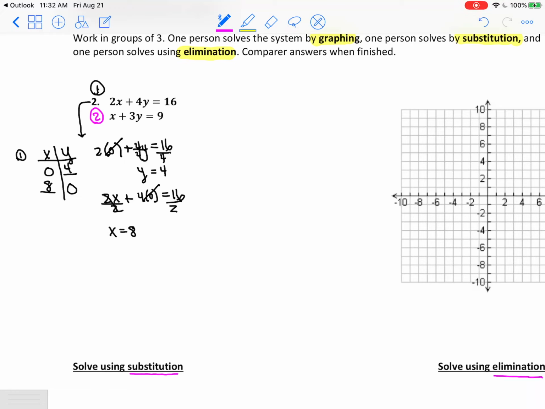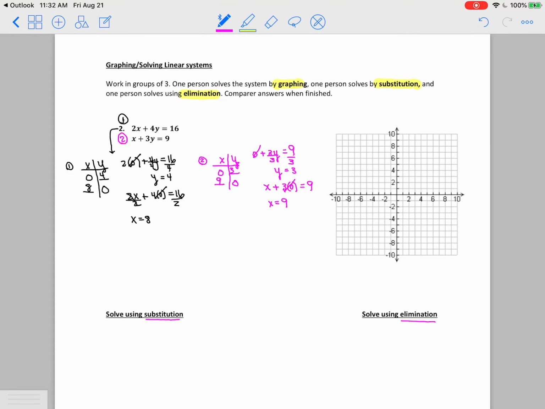All right, now let's do the same for our second equation. Let's find y when x is 0 and x when y is 0. All right, so here we go. 0 plus 3y equals 9. So when x is 0, y is 3. And when y is 0, x is equal to 9. All right, well that was actually a pretty simple way to do this.